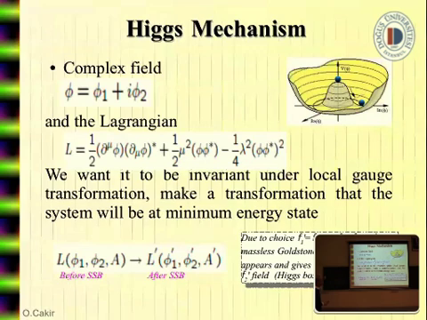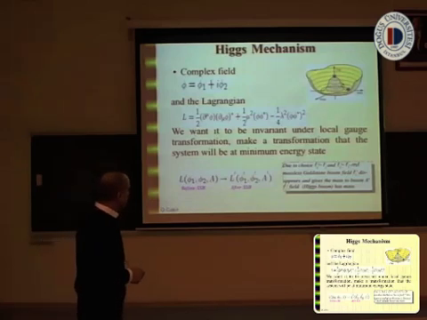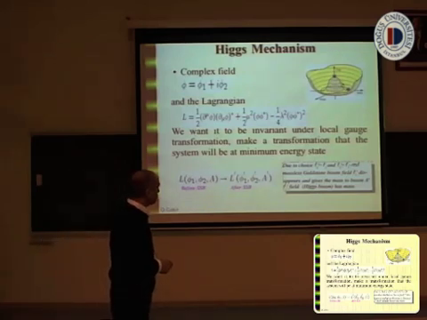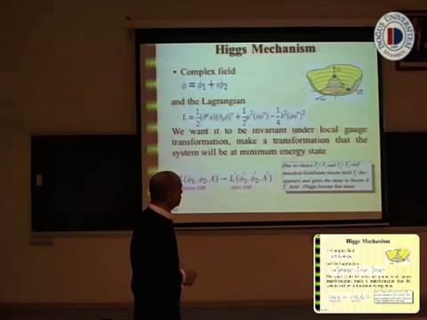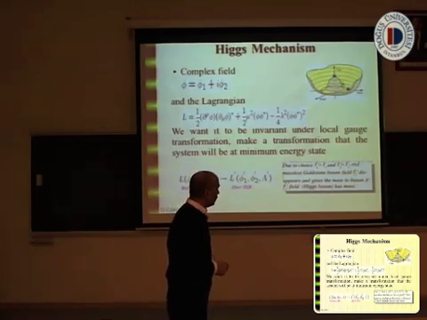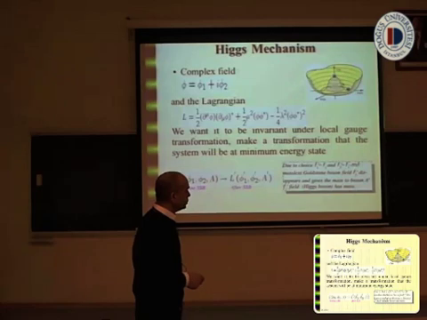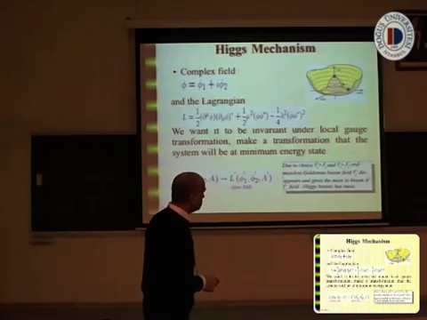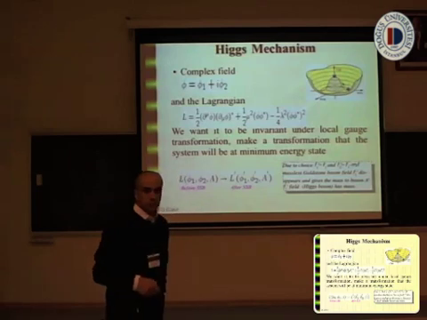So in the Higgs mechanism, there is a complex field phi defined here, and the Lagrangian in this form. Before the spontaneous symmetry breaking, we will have three fields, for example, phi 1, phi 2, and A. After symmetry breaking, they will change according to this one. Due to the choice, phi 1 prime and phi 2 prime is shifted with this one.